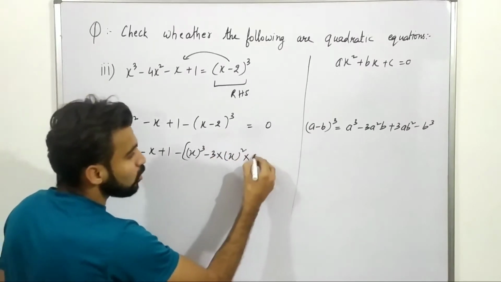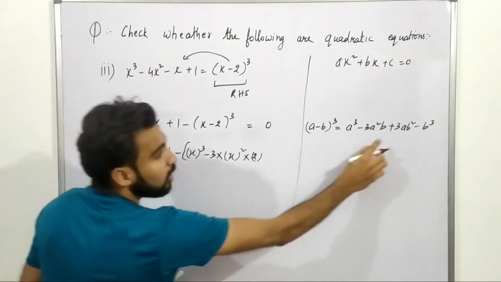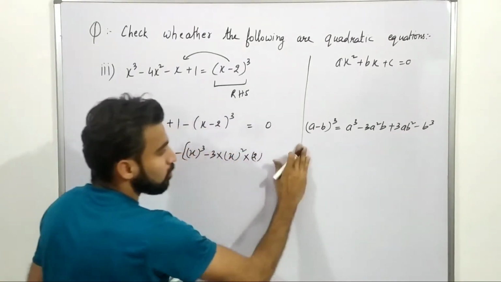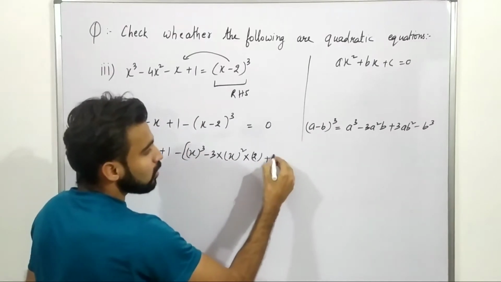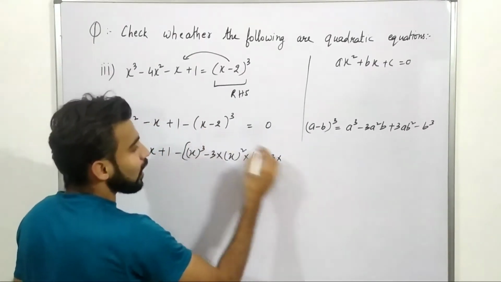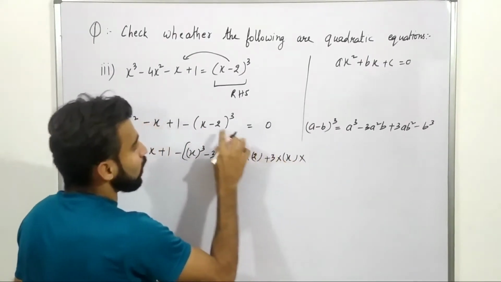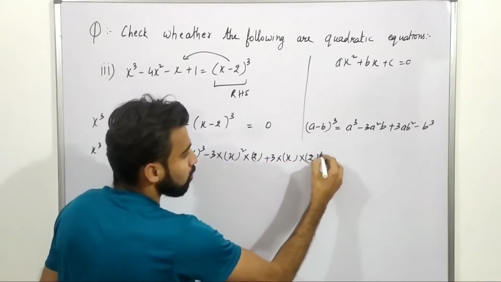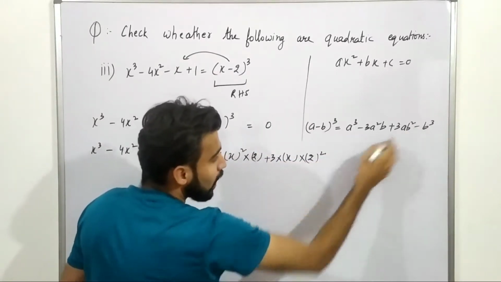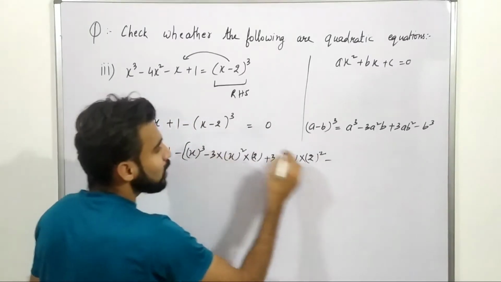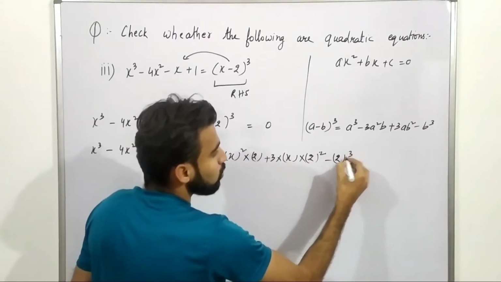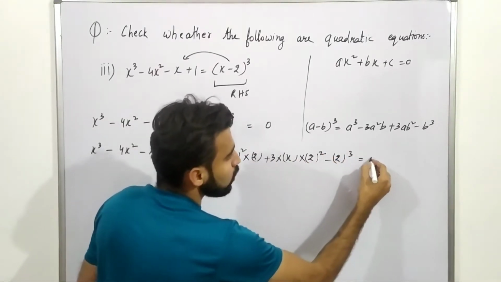Into b, that is 2. Now further is plus 3ab square. So that will be plus 3 into a. What is a? That is x into b square. So that will be 2 square. Now further here is minus b cube. So minus b cube means minus 2 cube. Got it? Equal to 0.